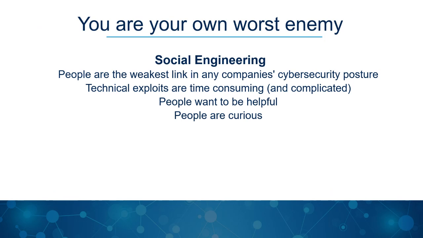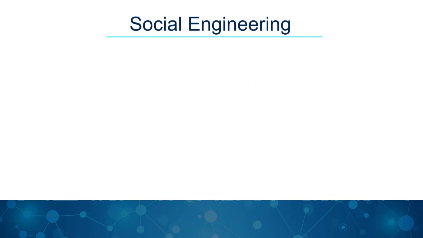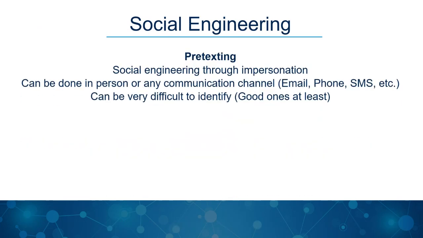It's a lot easier to talk to somebody and talk them into giving you information that they shouldn't be giving you. So that's why social engineering is becoming so rampant. One of the common ones is pretexting. It's social engineering through impersonation. It can be done in person or any communication, via phone, text message, email.